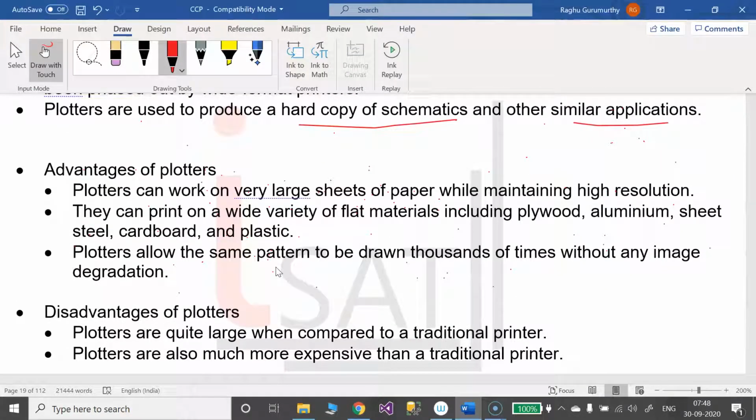Advantages of a plotter: for printing large sheets it is useful. They can print on a wide variety of flat material including plywood, aluminum, sheet steel, cardboard and plastic. This is the requirement. Plotters allow the same pattern to be drawn thousands of times without any image degradation. Suppose we need to print the same flex, it will go for that, but the image quality remains the same.